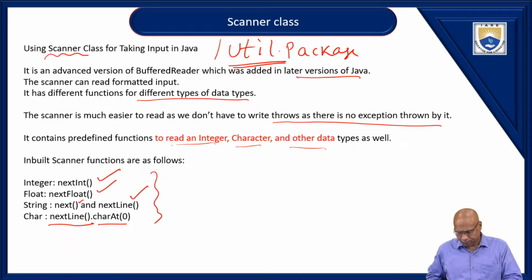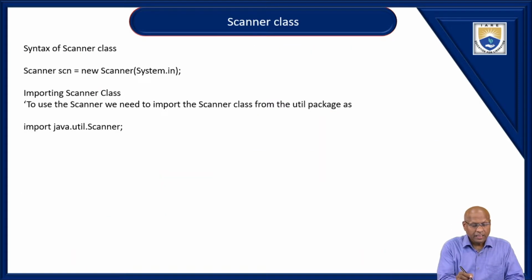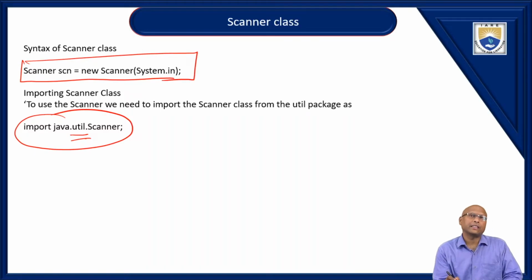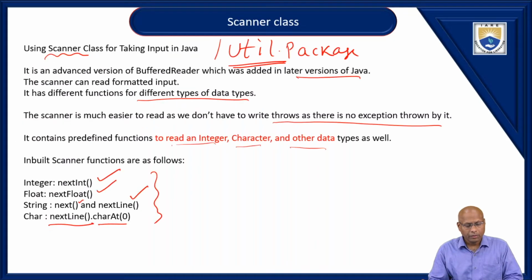Now let us see. I told you the scanner class belongs to which package? Util package. This util package you have to import. And the syntax for the scanner class, how to use: you have to create an object of the scanner class. After creating the object, then you can call the corresponding method. Which method? You can call nextInt whenever you are interested to read an integer.